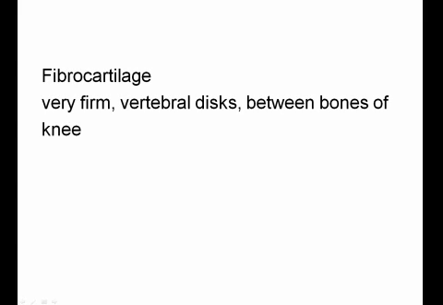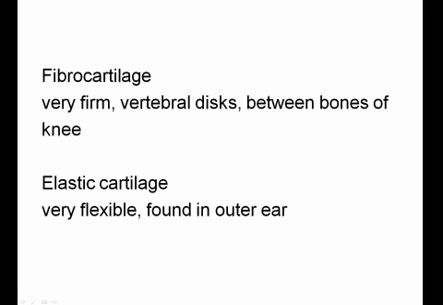Fibrocartilage is another cartilage type. This is found in the vertebral discs of the back, and there's also a pad of fibrocartilage in the knee between the femur and the tibia of the knee joint. Elastic cartilage is very flexible, so the outer ear is made up of elastic cartilage.